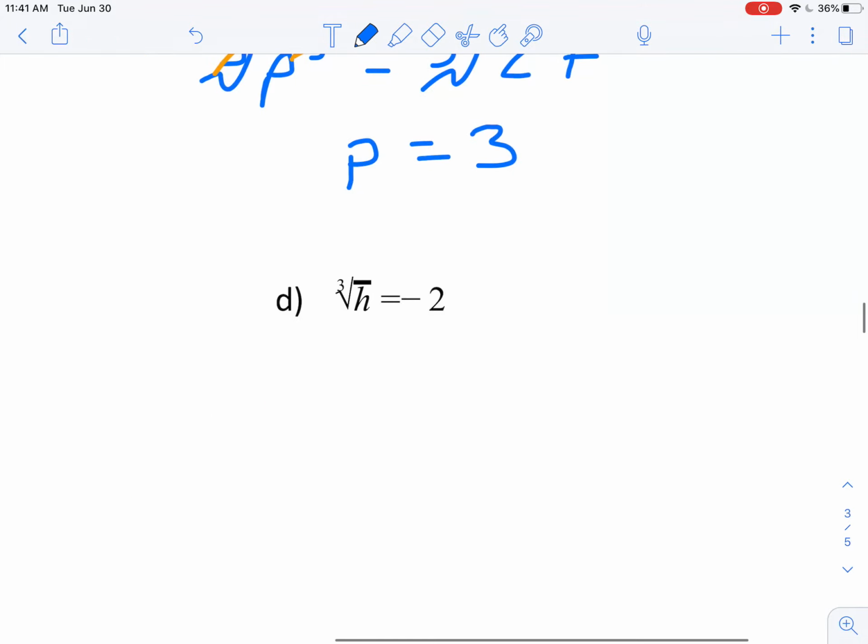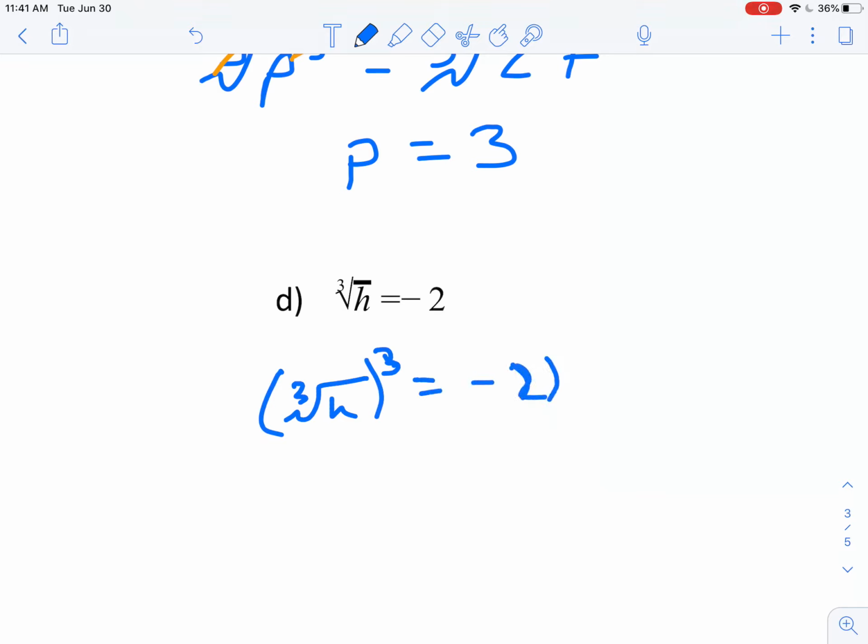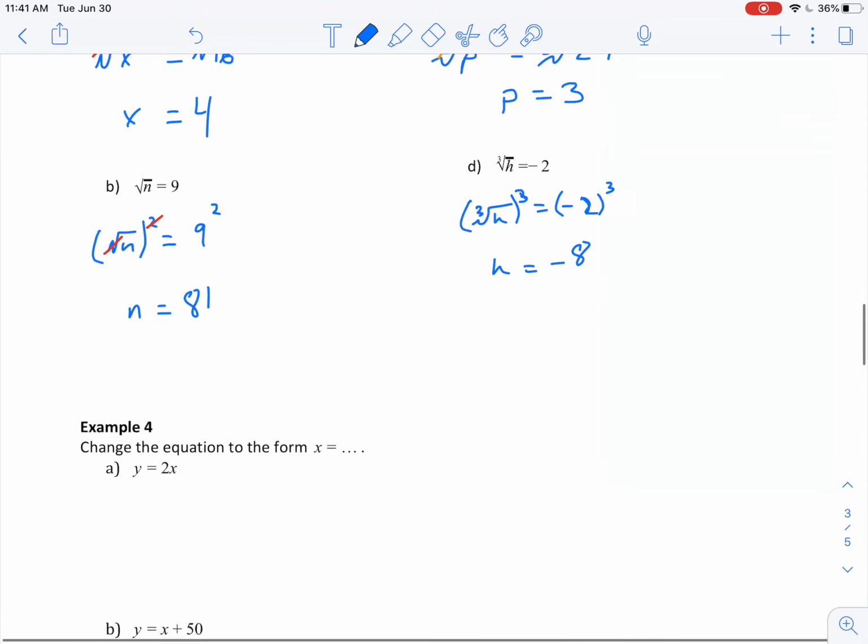And last one here, I have the third root of h. So what do I have to do to it? The third root of h, how do I cancel that? I raise it to the power of 3, which then I have to do with my negative 2 to the power of 3, right? So I'm left with h, negative 2 times negative 2 times negative 2. Well, there's 3 negatives, and I'm going to have a negative. 2 times 2 is 4 times 2 is 8.